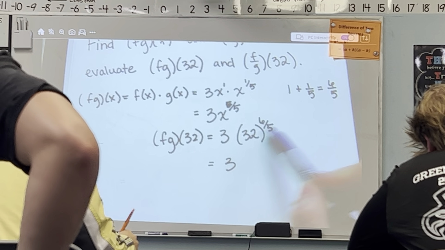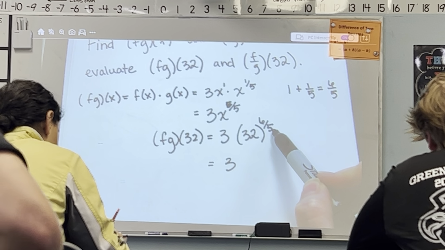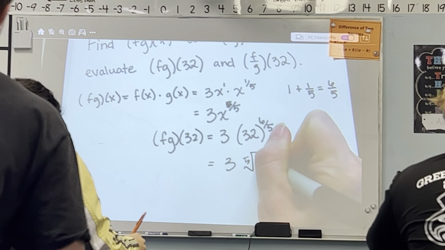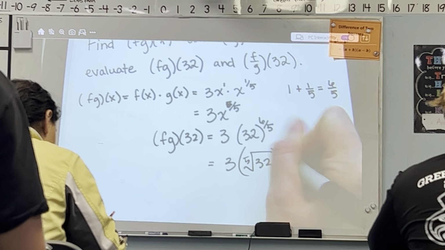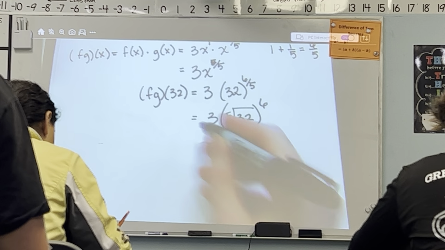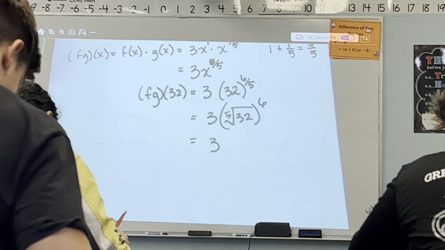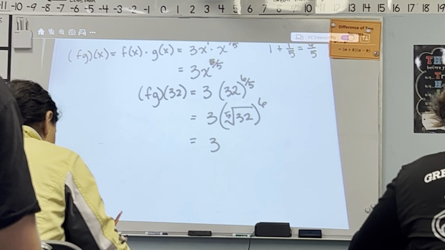So this means, remember the bottom number means the 5th root. So the 5th root of 32 to the 6th power. That's a big number. So what's the 5th root of 32? It's 2. 5th root of 32 is 2.